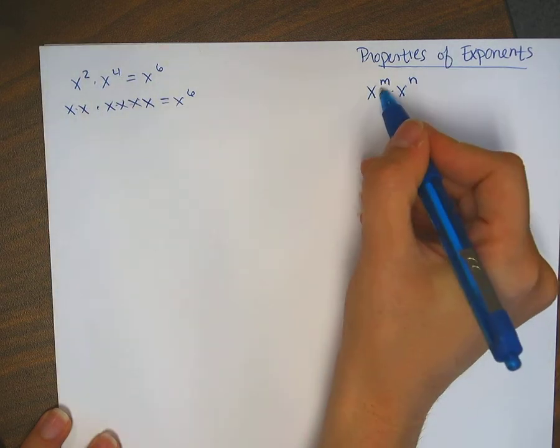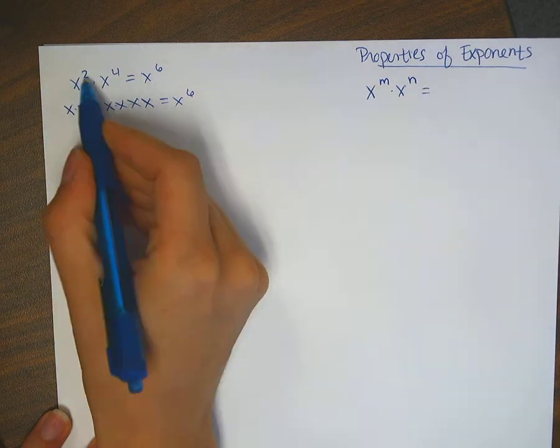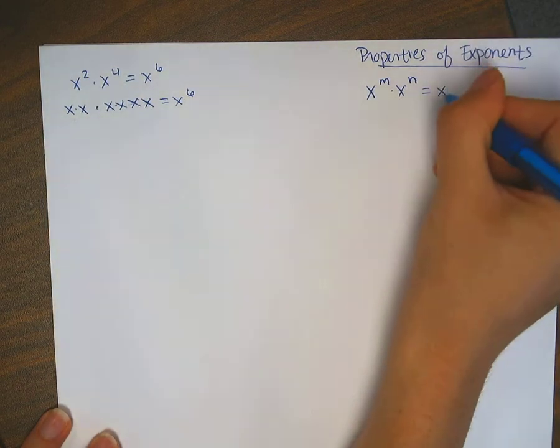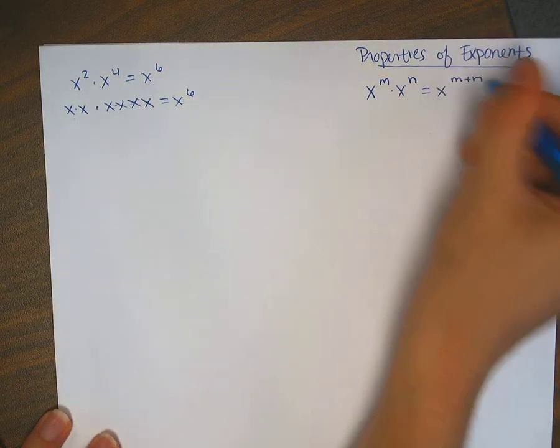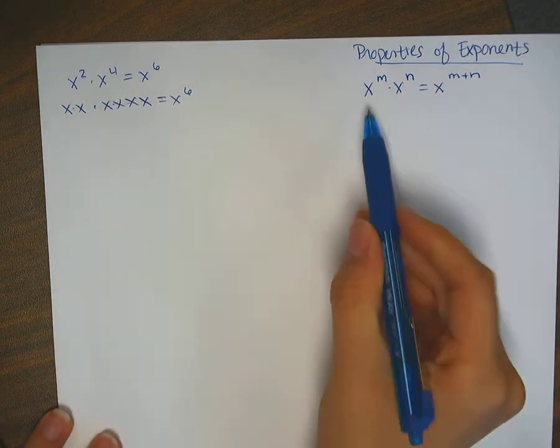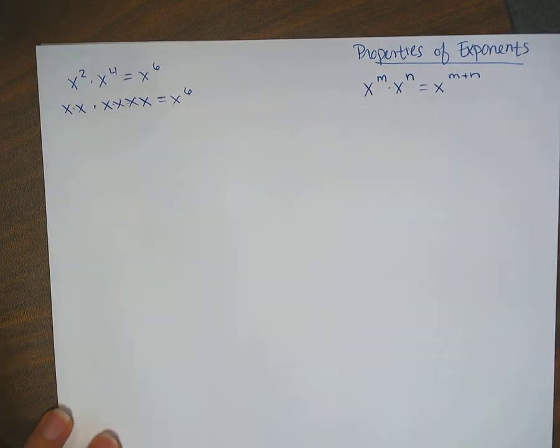So if I have x to the m times x to the n, I can really just add up those exponents, x to the m plus n, to get my new power. Of course, the base being the same.